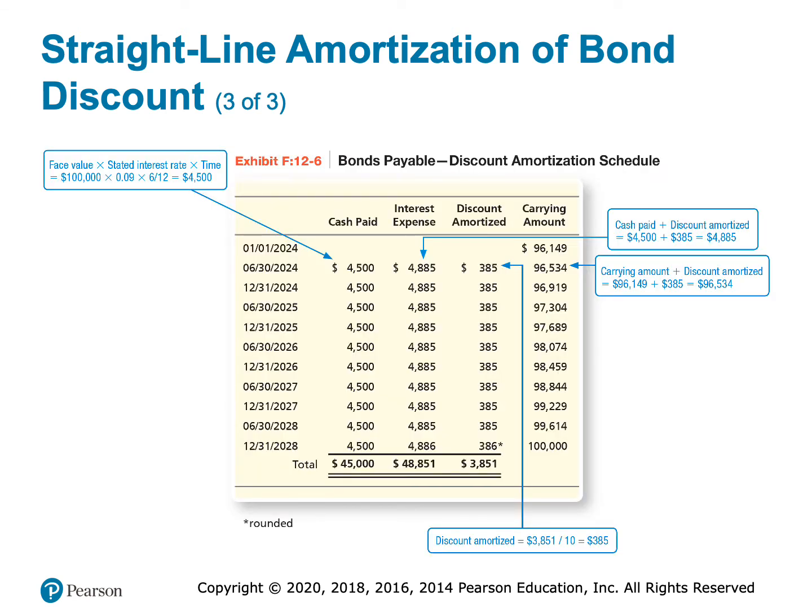So this amortization schedule shows us that for every payment that we make, we're going to pay $4,500. These are just done by years. Or by every 2 months, we're going to have interest expense of 48,851 and the total discount is 3,851. So the total interest expense is the interest payment, the cash paid, plus the discount.